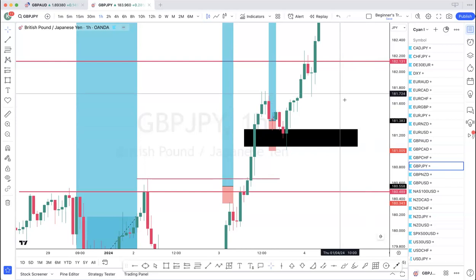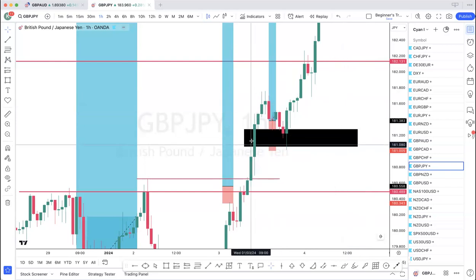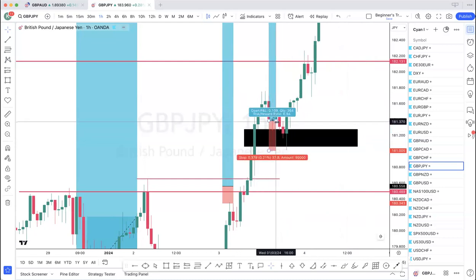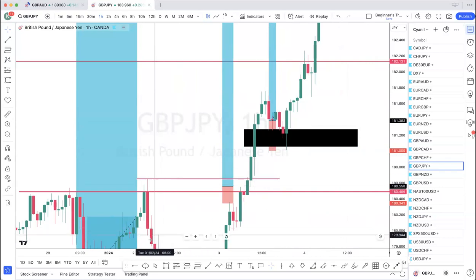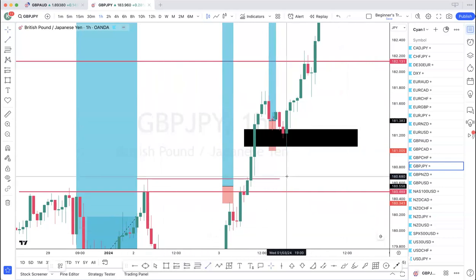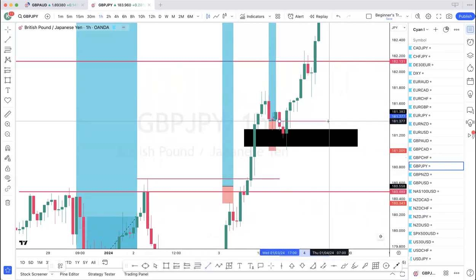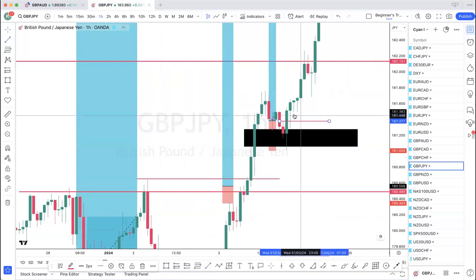Now, when you break structure, the next break of structure. So I wouldn't have gotten in here, right? But I would have gotten in here. Once it created that order block, that's where I would have gotten in. Okay, that's cool. Either way, you're fine. I'm just showing you what to look for.